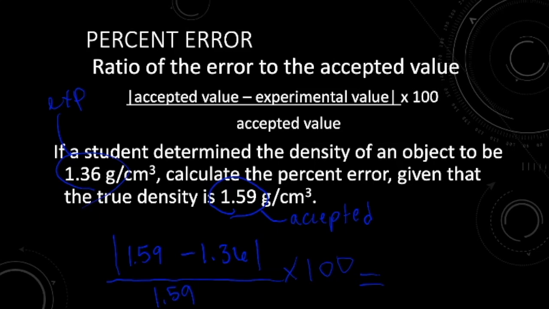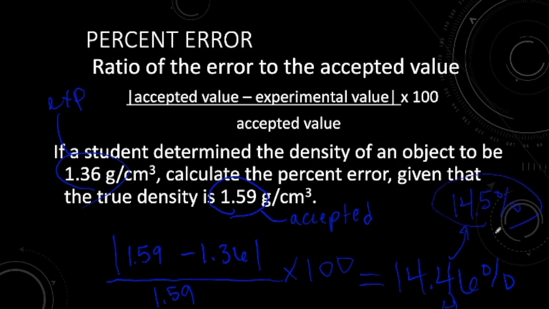You should get 14.46%. We're going to round using our significant figures. I'll round up here: 14.5%. Final answer there. So that means that our experimental value is 14.5% away from our accepted value.